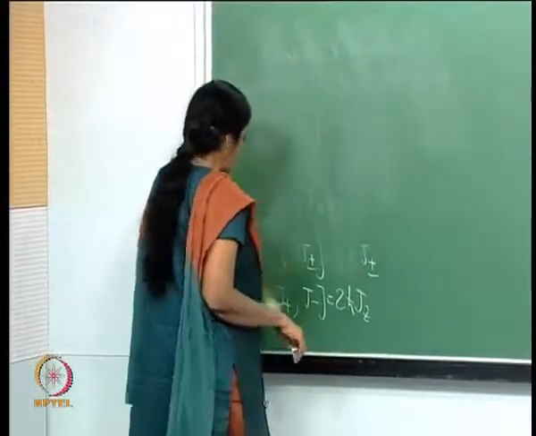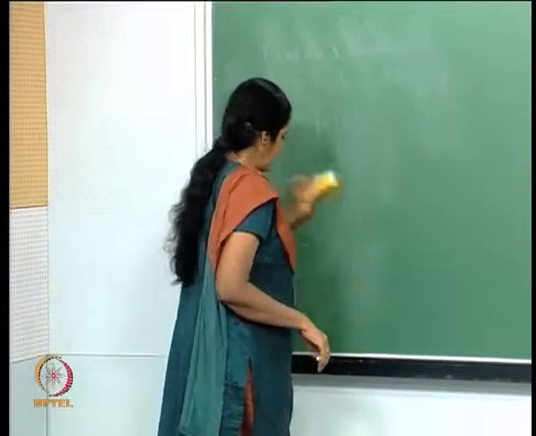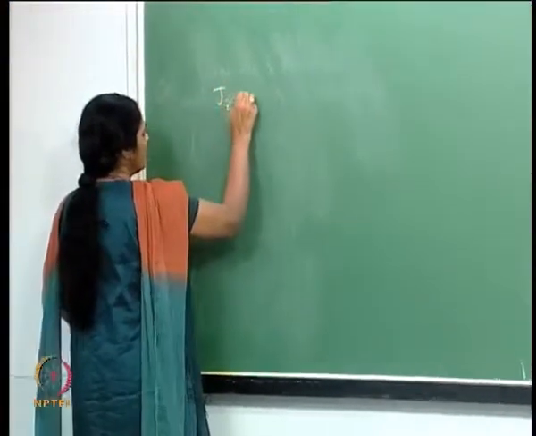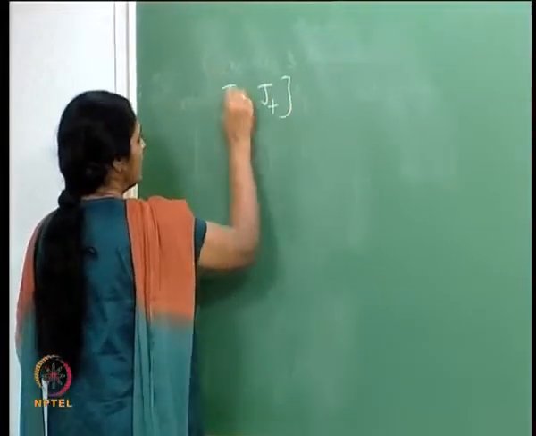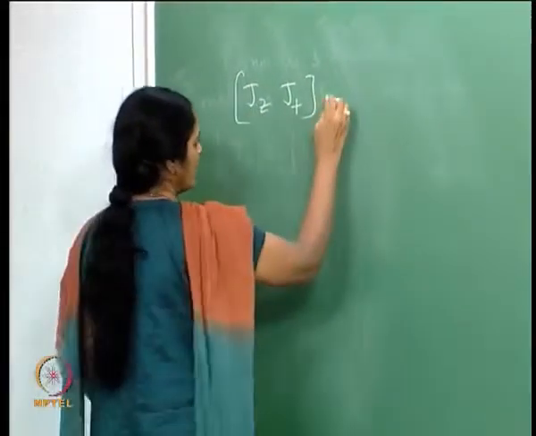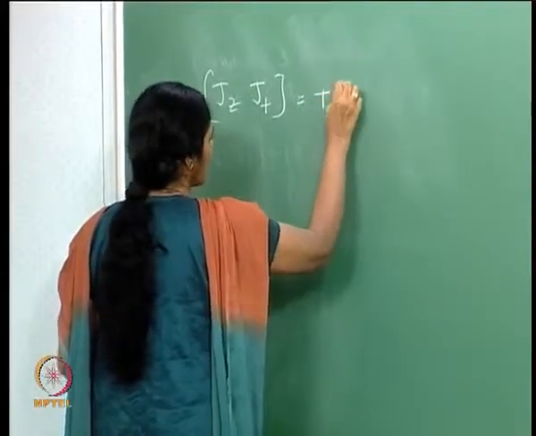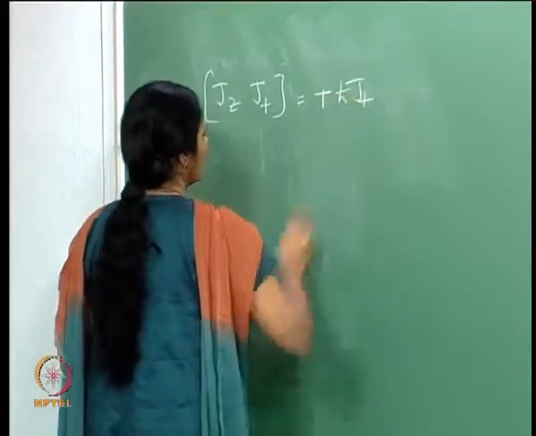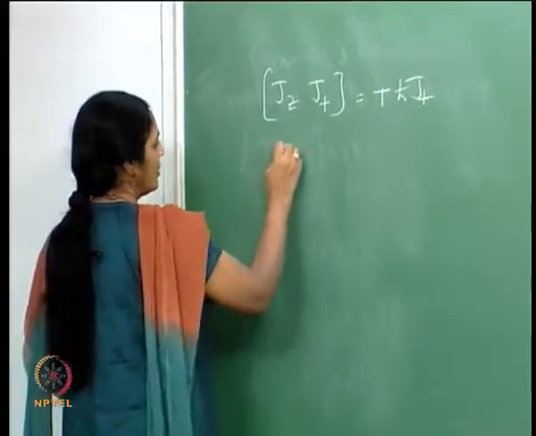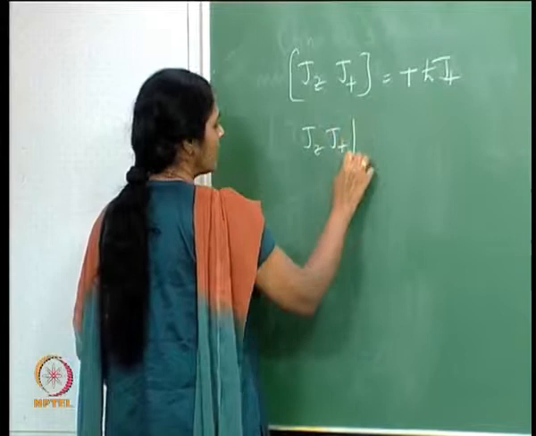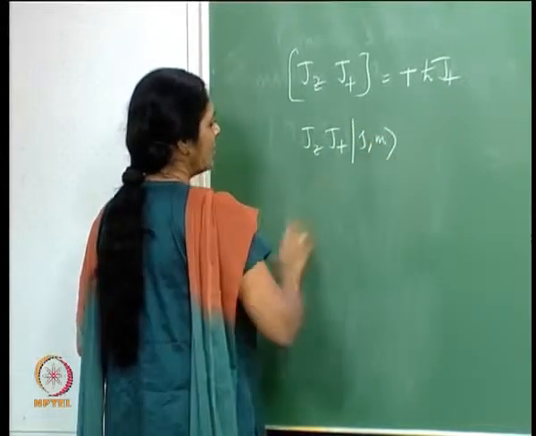On the other hand, consider the commutator jz with j plus. Now, jz with j plus is plus h cross j plus. Look at the state jz j plus j comma m.